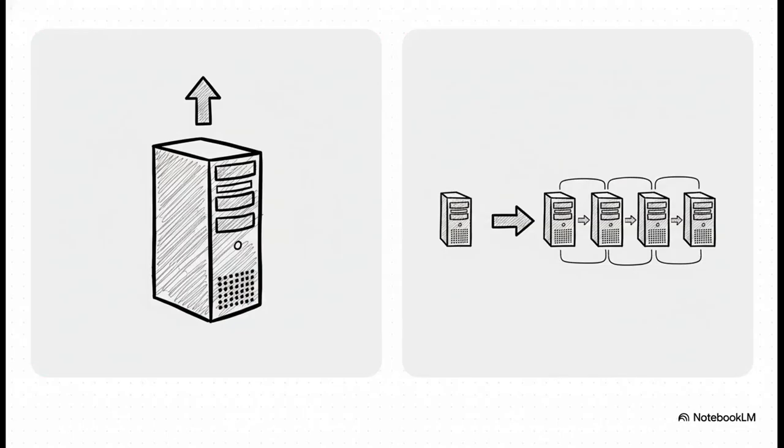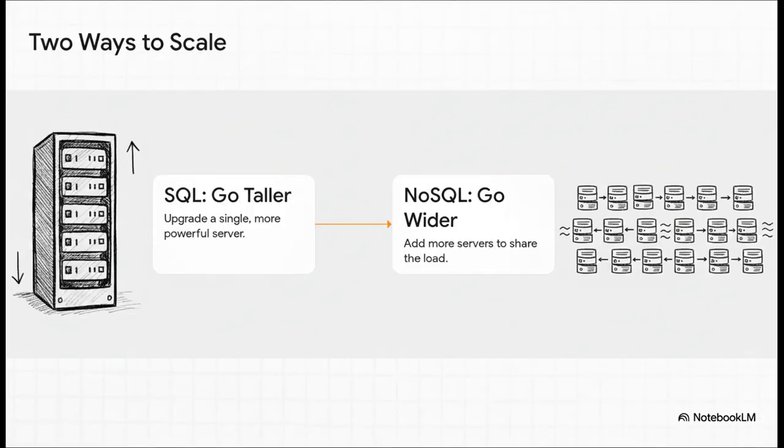All right, now for what might be the single biggest difference, scalability. This is all about how you handle more traffic and more data. SQL databases tend to scale vertically. NoSQL, on the other hand, is built to scale horizontally. And you can see exactly what that means right here.